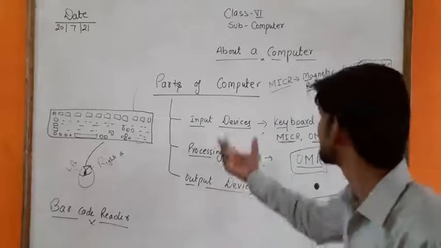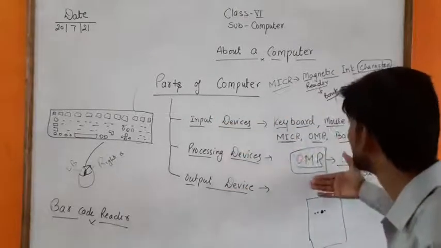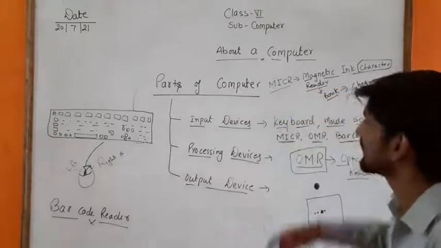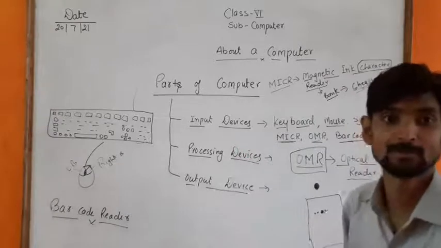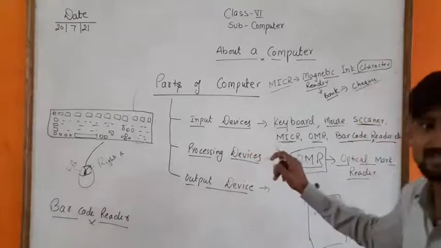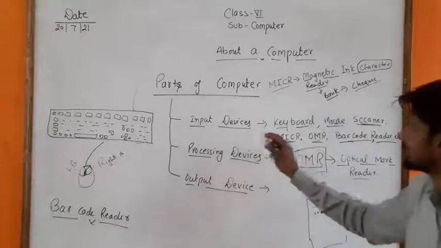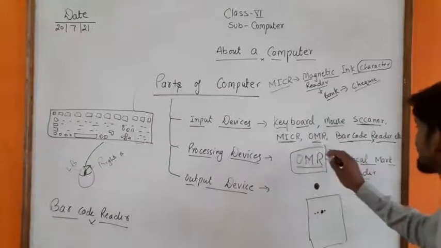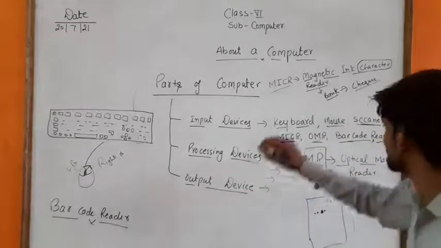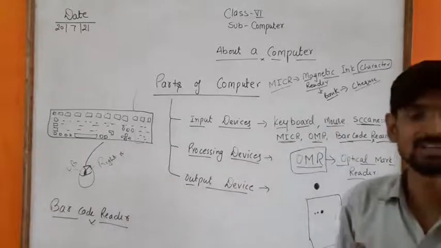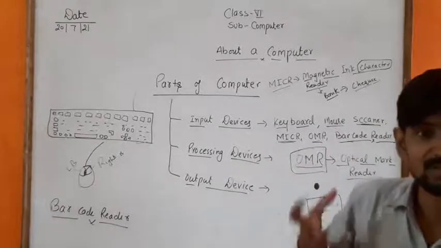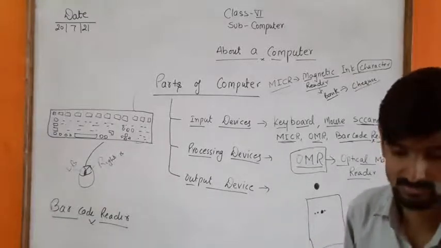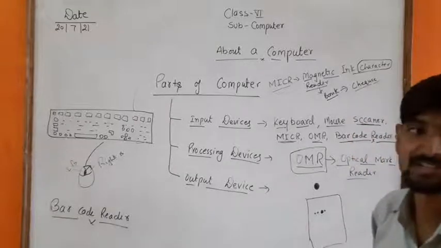So these are the examples of the input devices. Clear, students? Once again I repeat, there are input devices like keyboard, mouse, scanner, MICR, OMR, barcode reader. By using all these devices, we put the information or data into the computer. Clear? Next one is the processing devices.